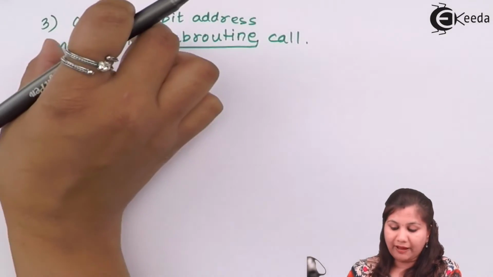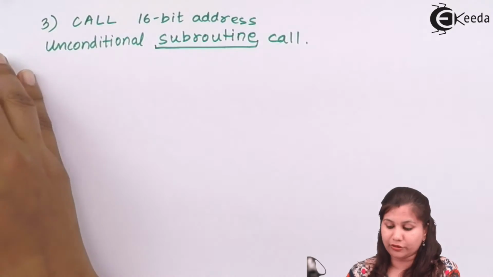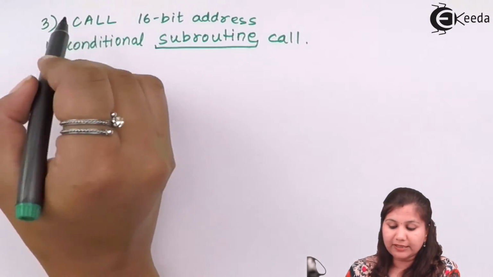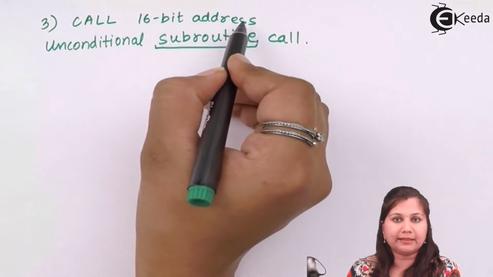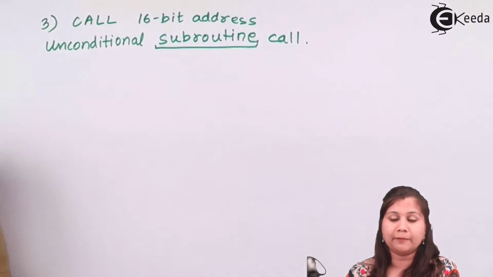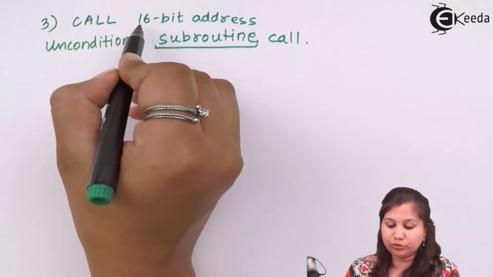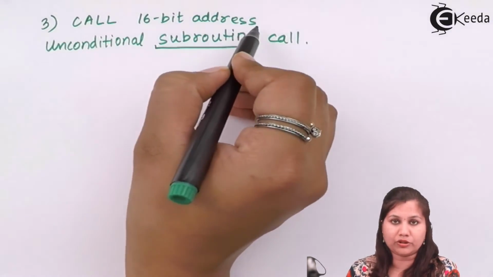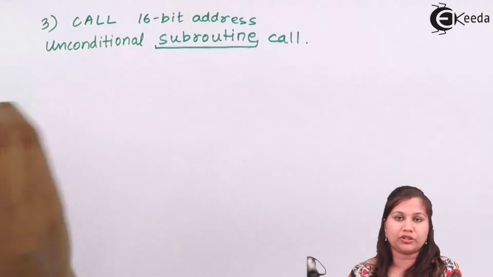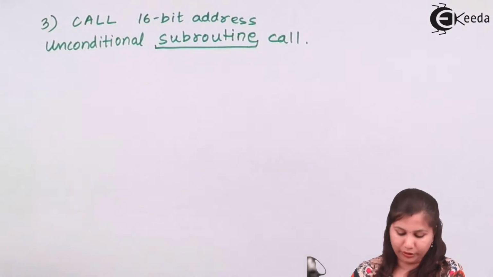So here we have the unconditional subroutine call as our next branch instruction, and the mnemonic for this is CALL and a 16-bit address. When this instruction is written in the main program, the microprocessor jumps to the address of that 16-bit memory location and then executes that subroutine.